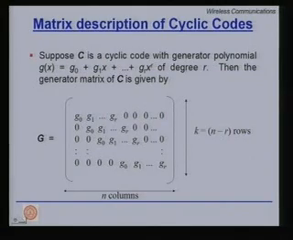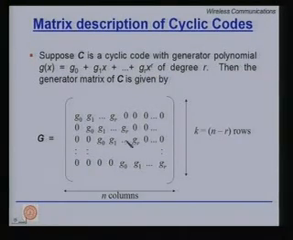n is your block length. So, if I give you a block length, you can immediately take x raised to the power n minus 1, factorize it, and get g(x) as the polynomial which can generate all the valid code words. Once you have g(x), you can have a generator matrix, which is simply written as the shifted coefficients of g(x) in the various rows. It is again a k by n matrix for an (n, k) code.